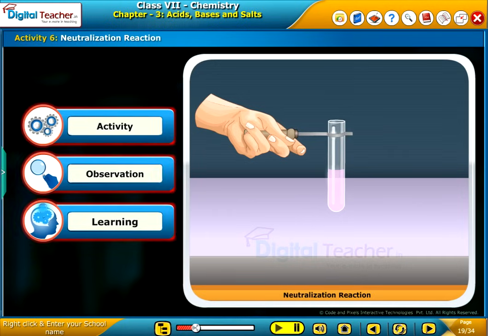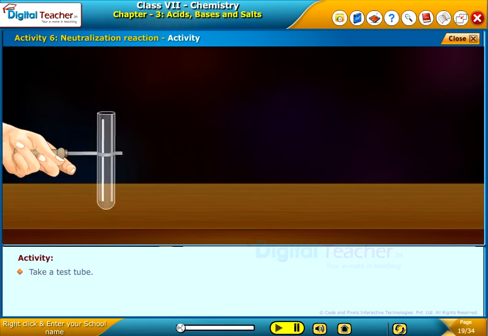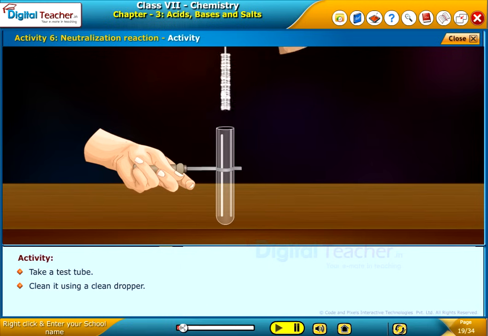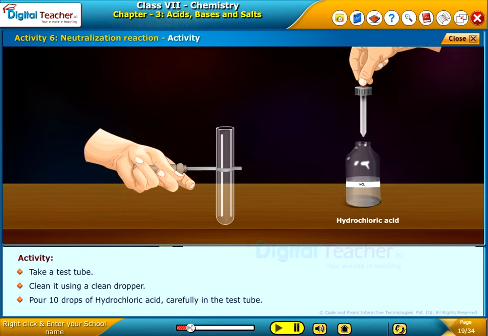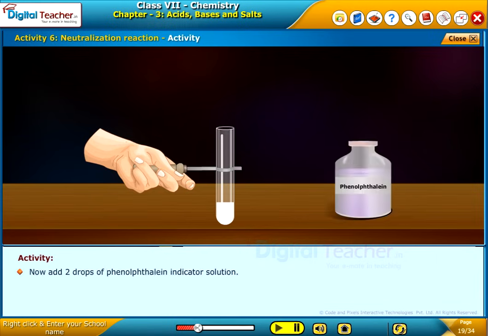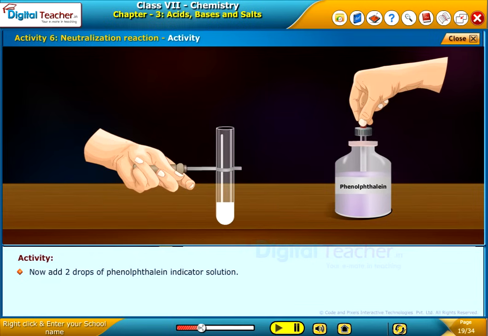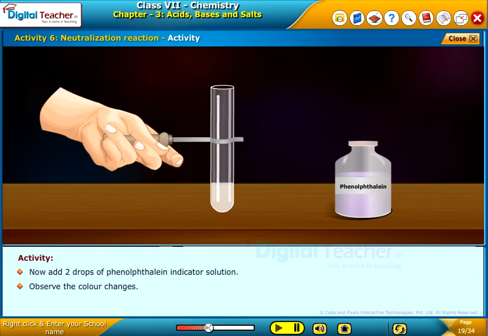Here, let us perform an activity to know about neutralization reaction. Click each tab to know more. Take a test tube, clean it using a clean dropper. Pour 10 drops of hydrochloric acid carefully in the test tube. Now, add 2 drops of phenolphthalein indicator solution. Observe the color changes.